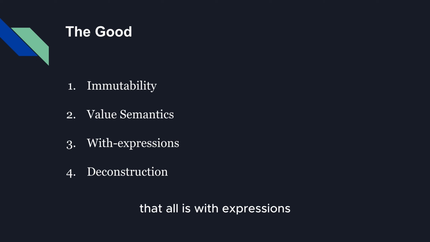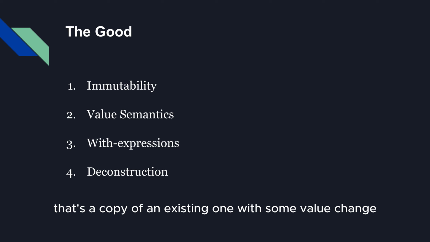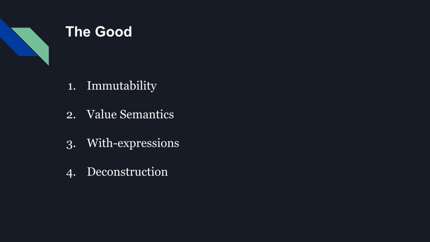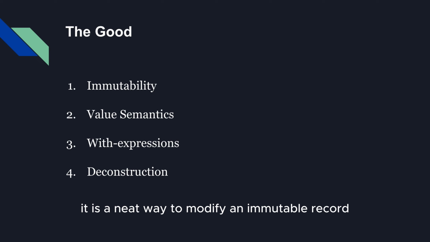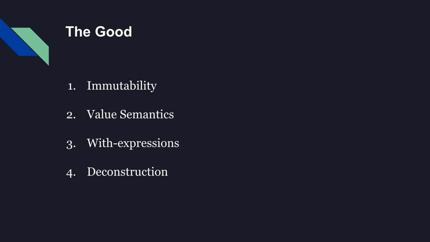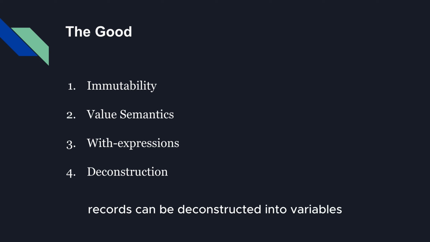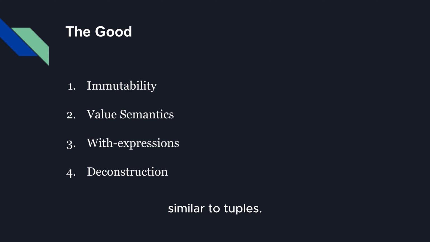The third is with expressions. Records support with expressions, which allow you to create a new record that's a copy of an existing one with some value changes. It is a neat way to modify an immutable record. And the last one is deconstruction. Records can be deconstructed into variables, similar to tuples.